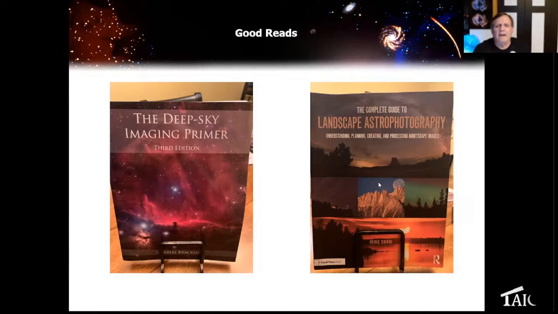These are two books that I really like in my library. Charles Bracken came up with the Deep Sky Primer, third edition, and it really helped me understand how to understand calibration and frames, which was one of the hardest things for me to understand. So that's a very good read. The other book that I purchased, and I'm very excited about, I haven't started doing landscape astrophotography, but I plan on doing that in my future ventures. It's written by a gentleman by the name of Mike Shaw, who's from the Twin Cities and is an expert in landscape photography.